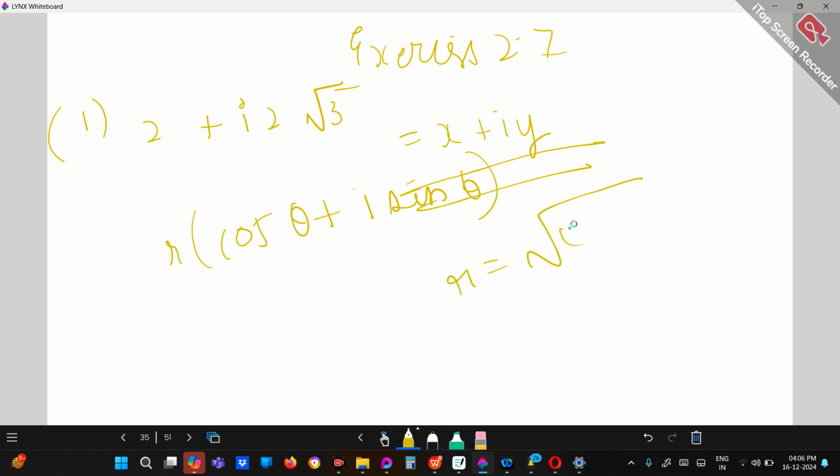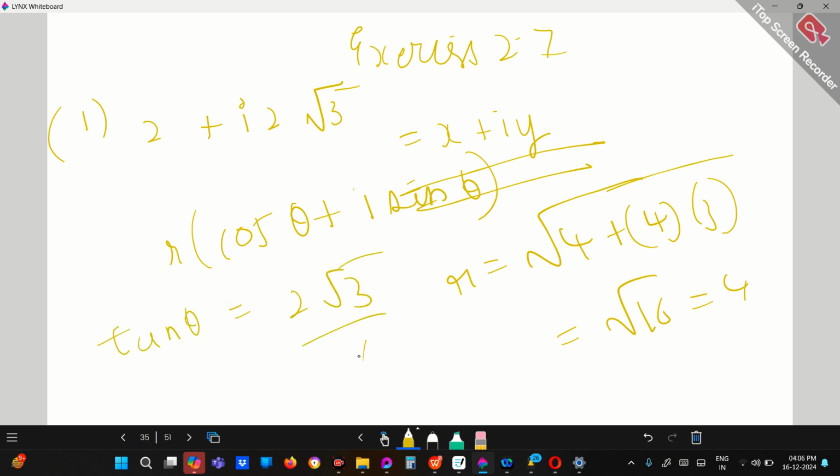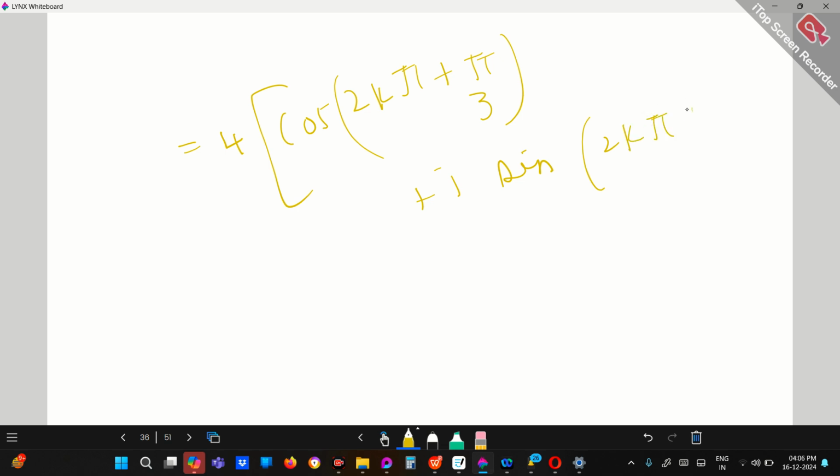r is equal to root of 4 plus 4 into 3, which is root of 12 plus 4, which is 4. So 4 into cos... tan theta is equal to root 3, theta is equal to pi by 3, 60 degrees. Which is nothing but 4 into cos of 2k pi plus pi by 3 plus i sin of 2k pi plus pi by 3.